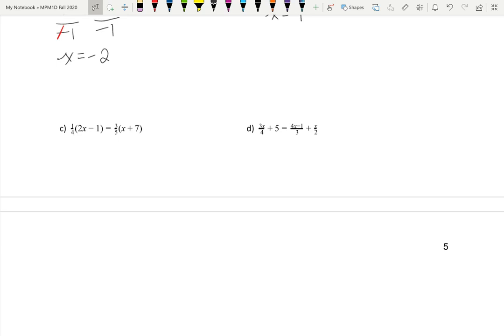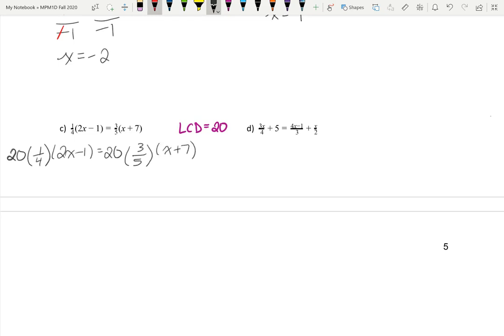Okay, here we go. So I have denominator 4 and 5. So my lowest common denominator is 20. Okay, so 20 times 1 over 4 times 2x minus 1 is equal to 20 times 3 over 5 times x plus 7. Okay, 20 divided by 4, 5 left over. 20 divided by 5, 4 left over. 5 times 1 times 2x minus 1 is equal to 4 times 3 times x plus 7.